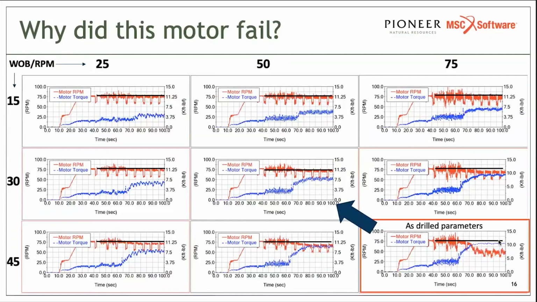Adams can tell us in these cases what we should change to eliminate the failure from happening. For example, if we went to the case in the middle with surface weight on bit of 30 kPa and surface RPM of 50, we would have eliminated the stalls from happening. Failure would have been eliminated as well.